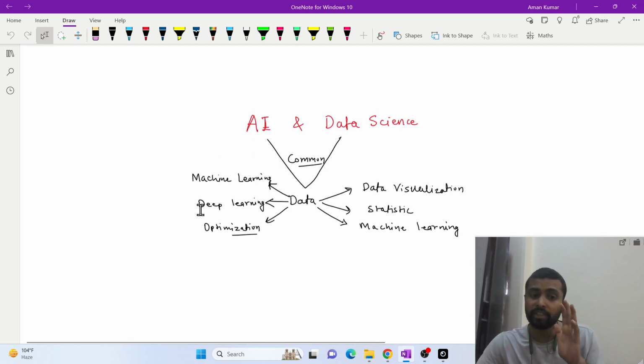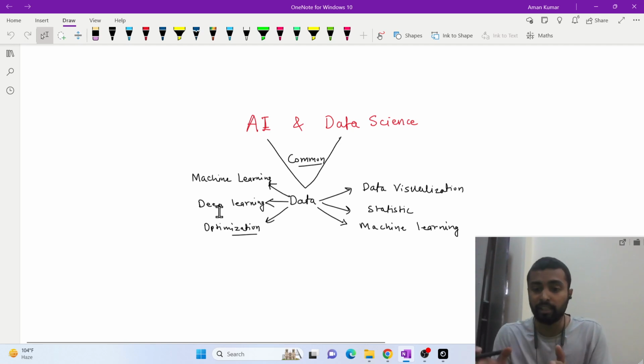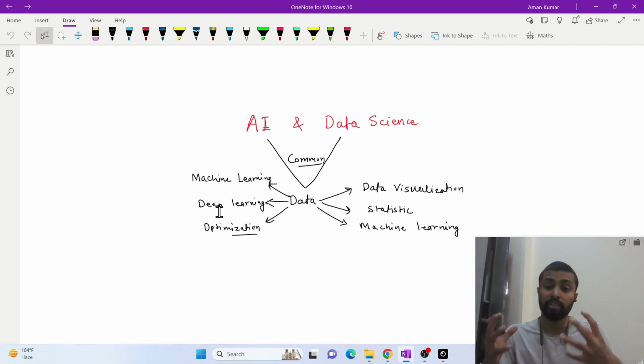But in the case of artificial intelligence, of course you will have data, but you will not be impacting the business directly, you will be building machines. You will be building intelligent machines, to be honest. When you build an intelligent machine, indirectly you will be launching a product of that, and after launching the product, you will be earning. So indirectly it is also impacting the business, but not as directly as data science.